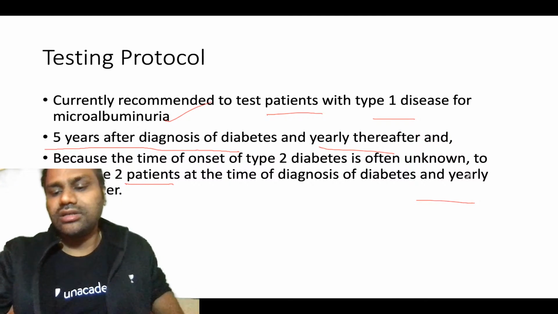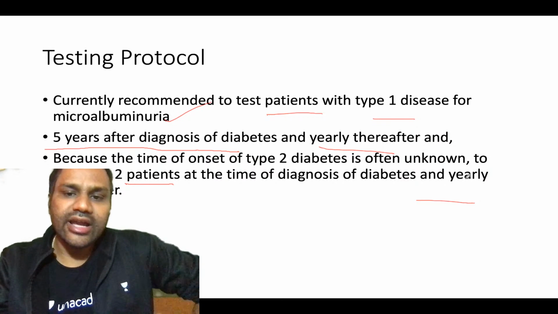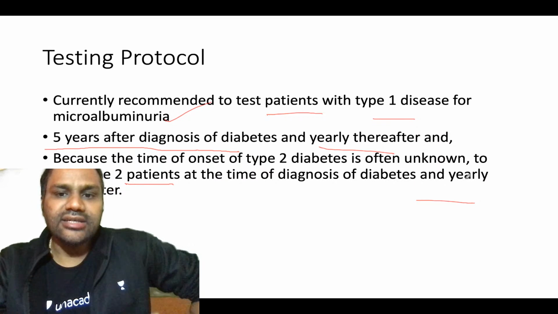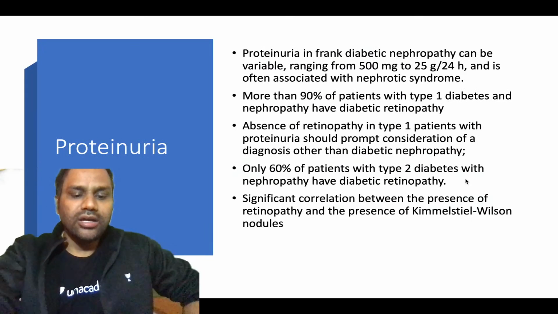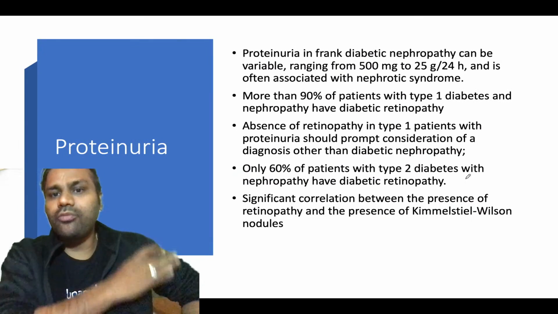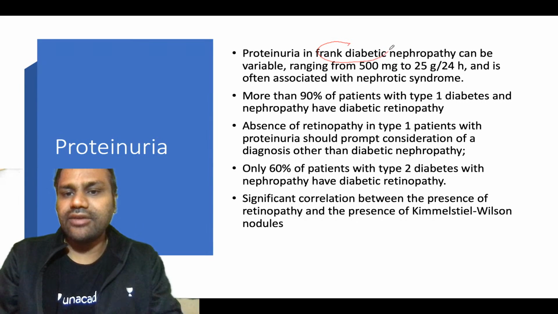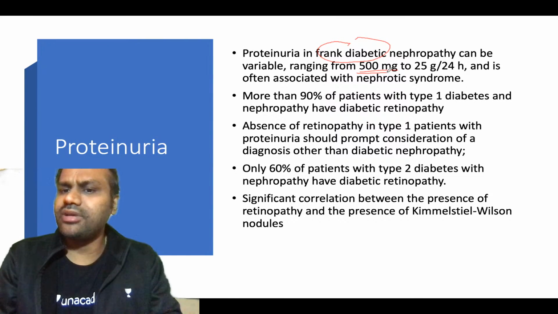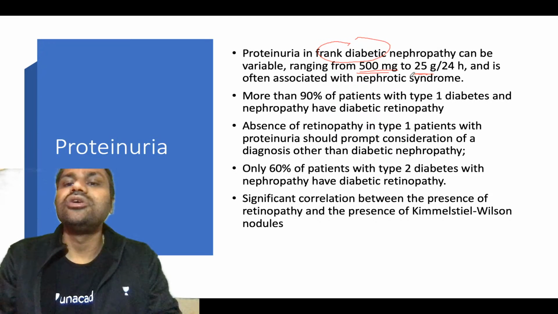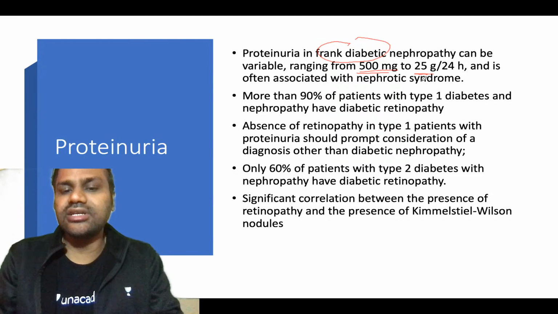So that is an important factor you need to do in microalbuminuria cases in diabetes mellitus, in type 1 and type 2. Now that was microalbuminuria. Now proteinuria can be variable. In frank diabetic nephropathy, proteinuria can range from 500 milligrams to 25 grams, so a very high amount of protein can be secreted. So it is often associated with nephrotic syndrome.